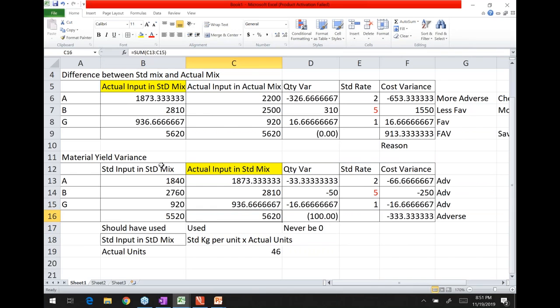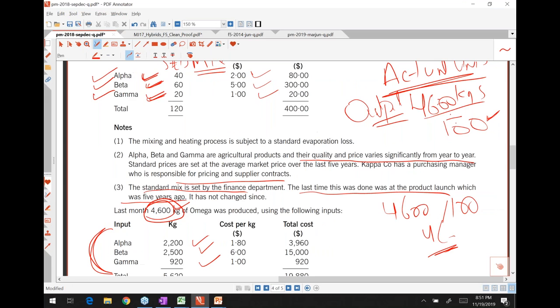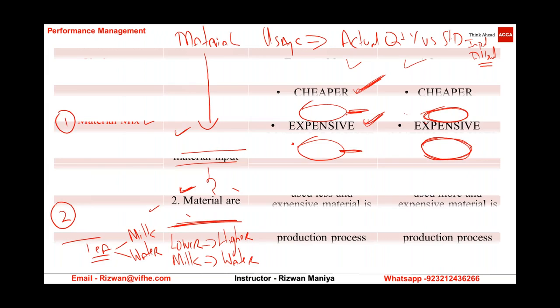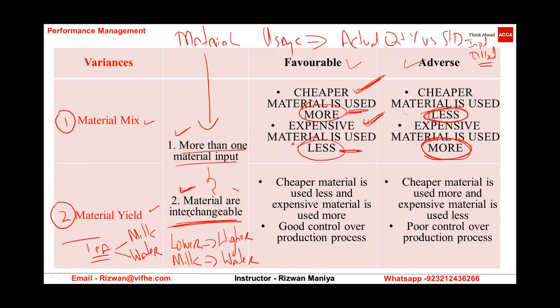Now let's move back to the variances reasons. So it's adverse. So let's see why this is adverse. What are the reasons? Number one, poor control over production process. Yes, this results in more wastage, and more wastage means more input would have been required.